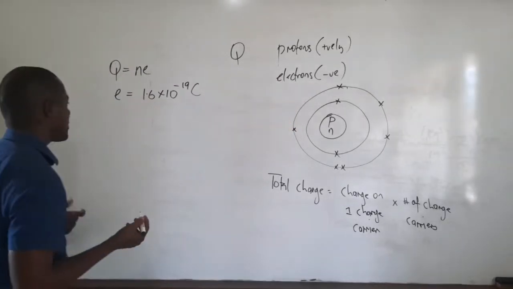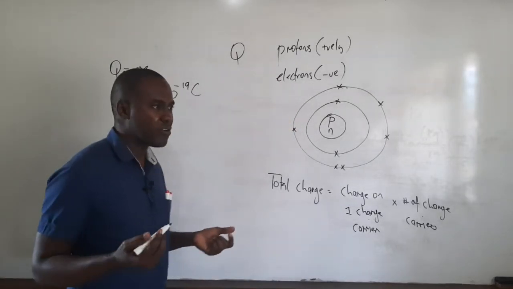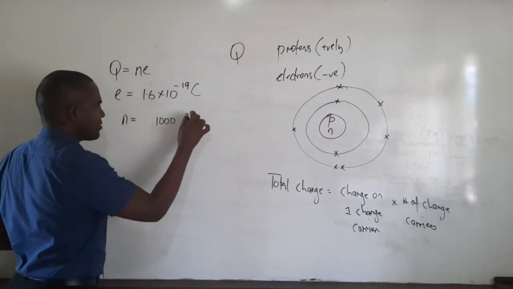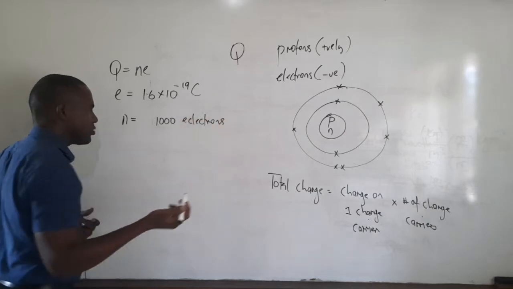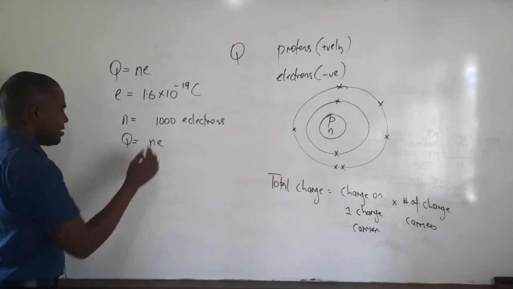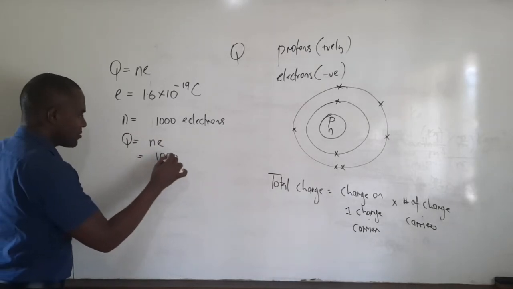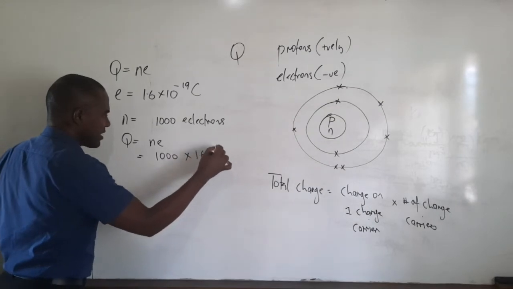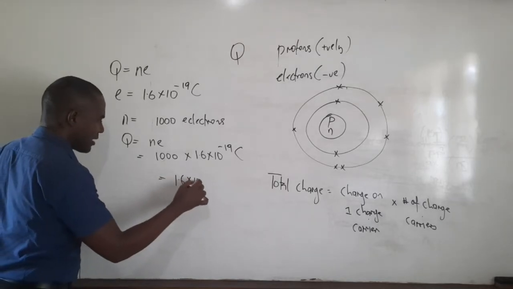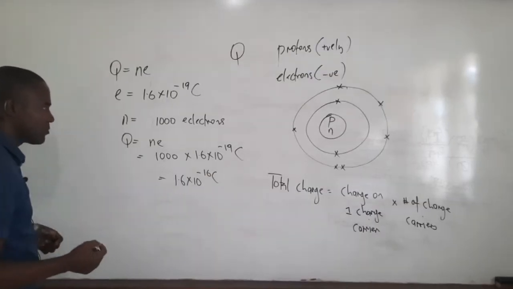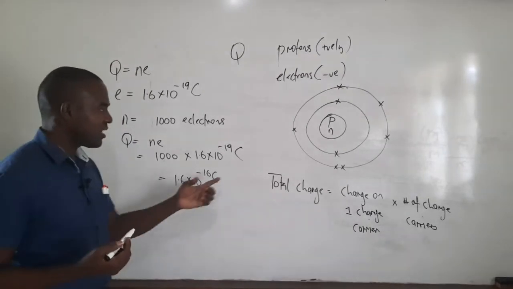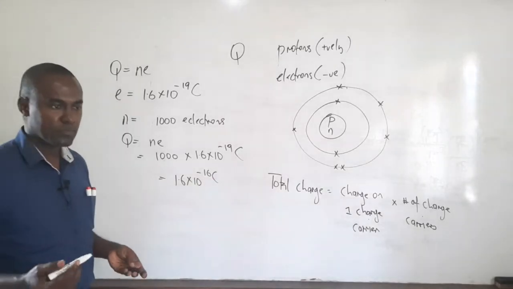So let's do a quick example. If in a particular section of a circuit we have, say, 1,000 electrons flowing, then the total charge flowing in that part of the circuit will be given by Q equals NE. So we have 1,000 times 1.6 times 10 to the minus 19 coulombs, and this will give us 1.6 times 10 to the minus 16 coulombs. So simply put, the total charge is equal to the number of electrons times the charge carried by one electron.